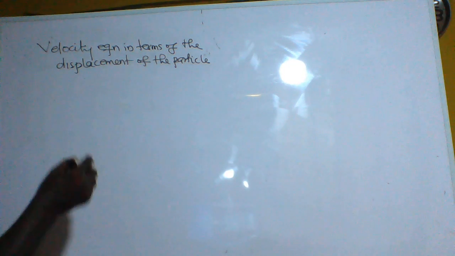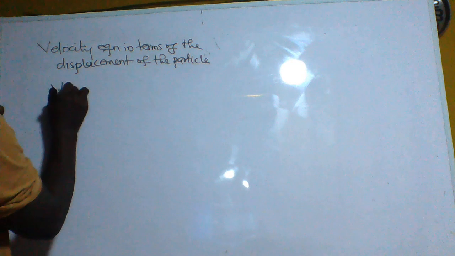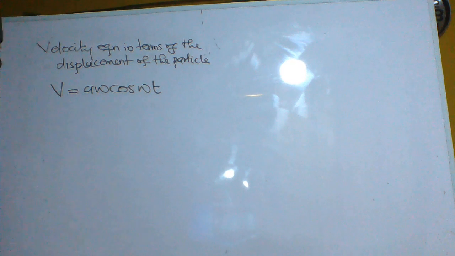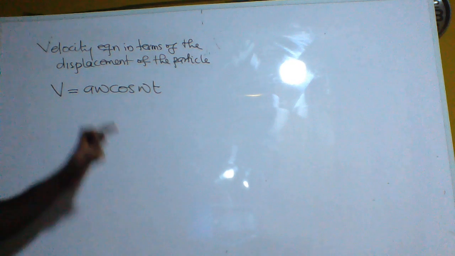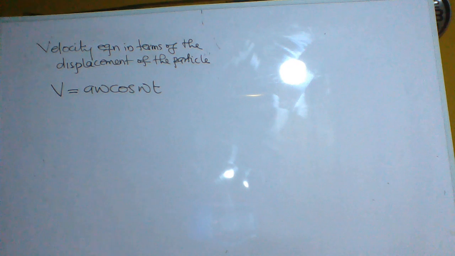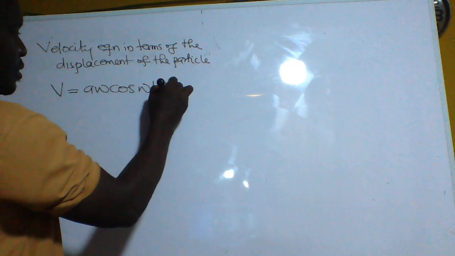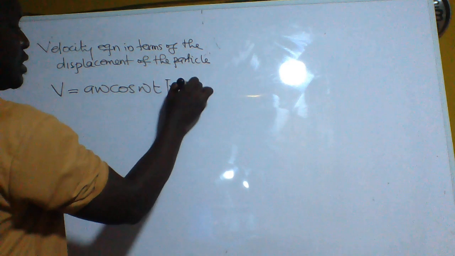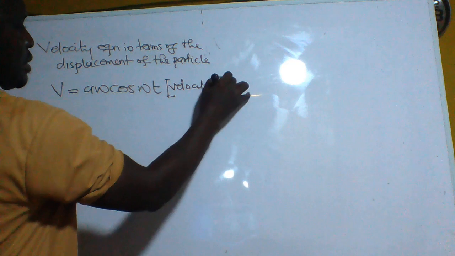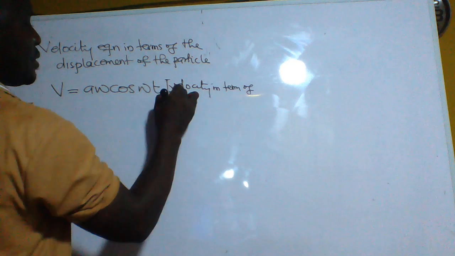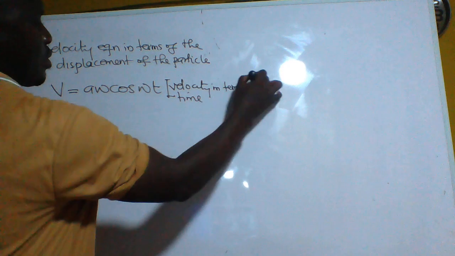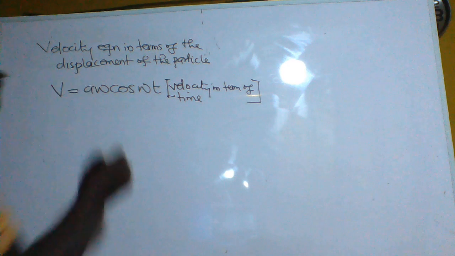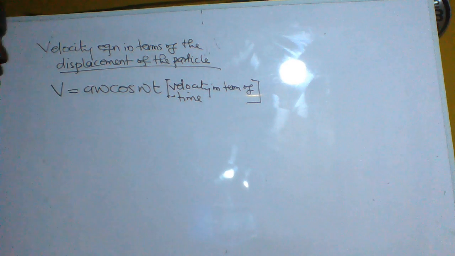So we have v is equal to A omega cos omega t. This is the velocity of the oscillating body in terms of time. We want to change this to velocity in terms of the displacement of the particle.